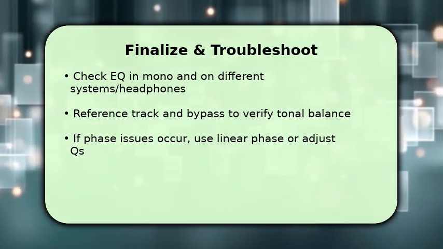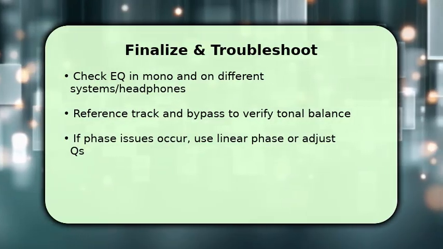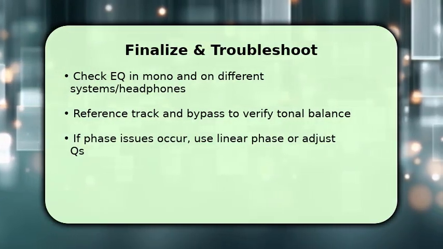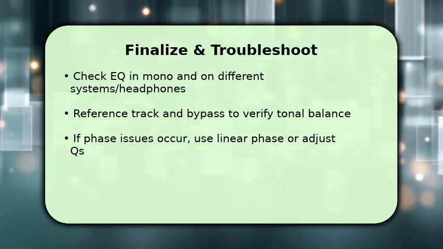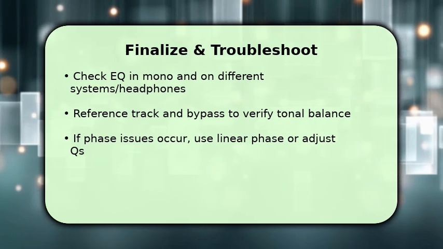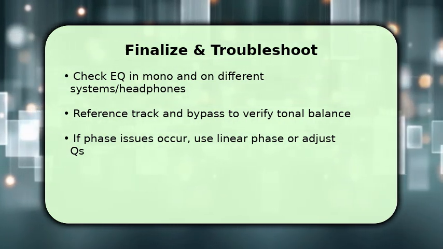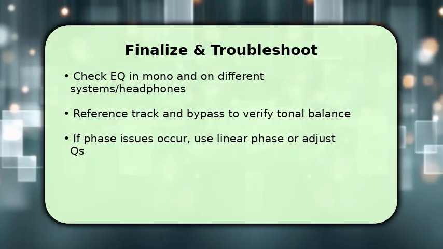If something sounds phasey or hollow after aggressive cutting, try switching to linear phase mode or slightly widen the Q and reduce depth. This often cures combing and smearing. Once satisfied, lock gains and document settings. If problems persist, solo suspect bands and toggle them. Sometimes less is the quickest fix.